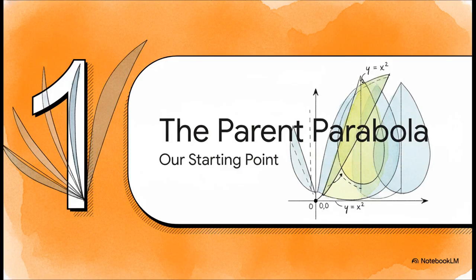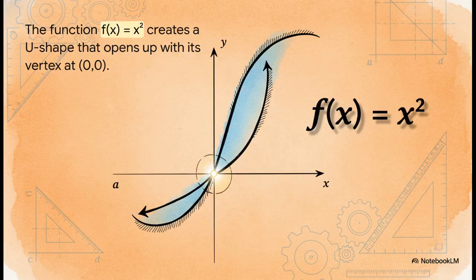Okay, so before we can start transforming anything, we need a baseline, right? A starting point. And for parabolas, that starting point is what we call the parent function. So meet our base model: f of x equals x squared. This super simple equation is what gives us that classic U shape that opens upward. Its vertex, that lowest point, is sitting right at the origin, (0, 0). This is our home base. Everything we do next is a change to this shape.